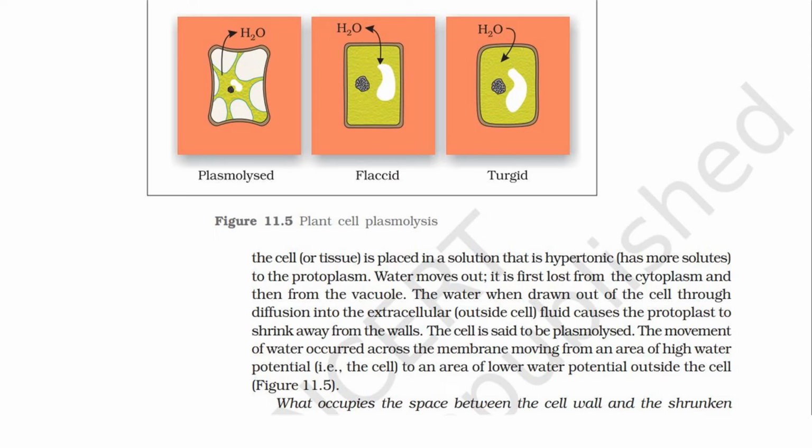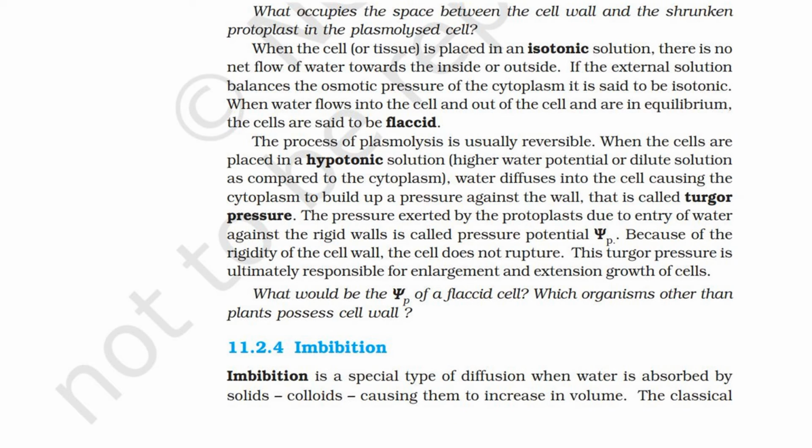Water moves out. It is first lost from the cytoplasm and then from the vacuole. The water, when drawn out of the cell through diffusion into the extracellular, outside cell, fluid, causes the protoplast to shrink away from the walls. The cell is said to be plasmolyzed. The movement of water occurred across the membrane, moving from an area of high water potential, that is, the cell, to an area of lower water potential outside the cell. What occupies the space between the cell wall and the shrunken protoplast in the plasmolyzed cell?